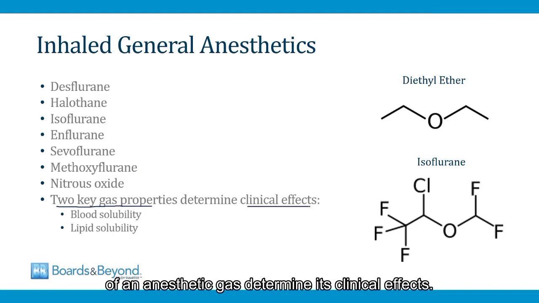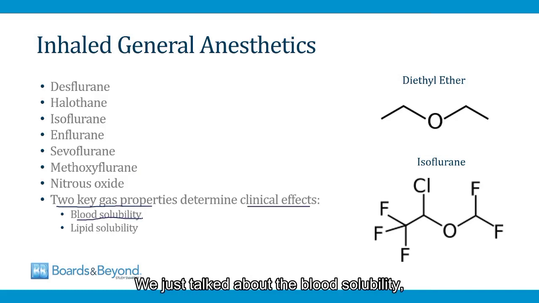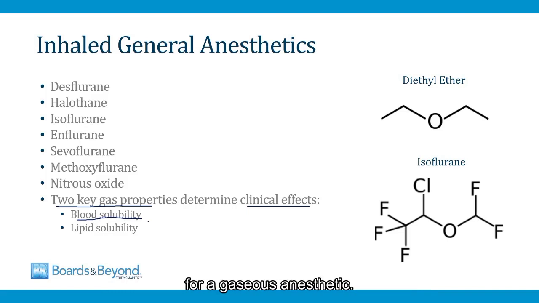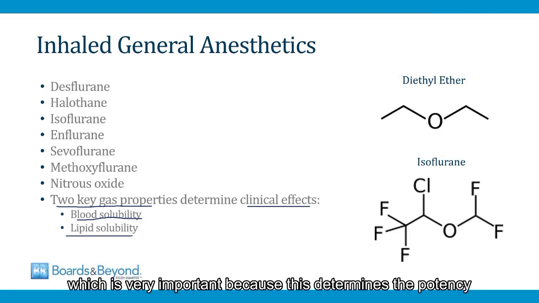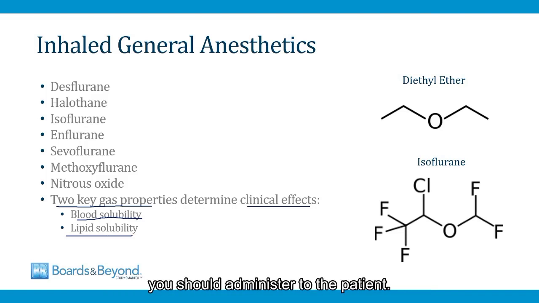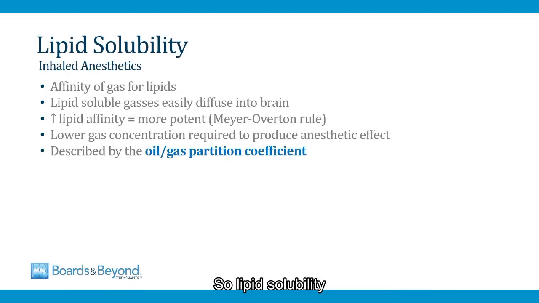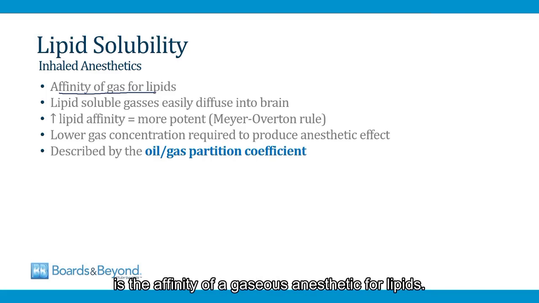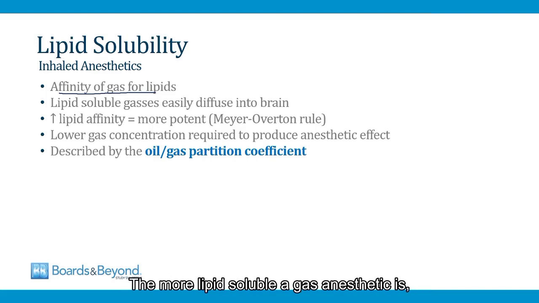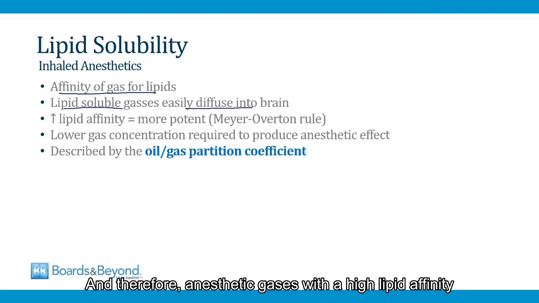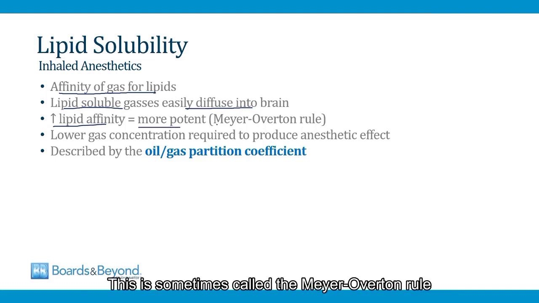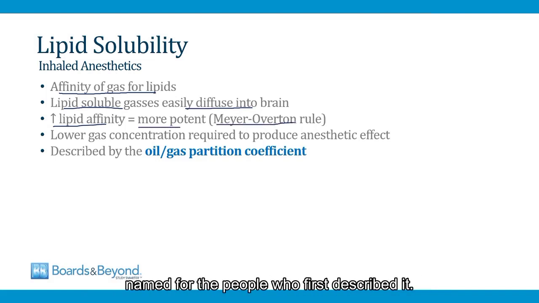So back to this slide where we talked about how two key properties of an anesthetic gas determine its clinical effects. We just talked about the blood solubility, which determines the onset and offset time for a gaseous anesthetic. Now we're going to talk about the lipid solubility, which is very important because this determines the potency, and that lets you know what concentration of gas you should administer to the patient. So lipid solubility is the affinity of a gaseous anesthetic for lipids. The more lipid soluble a gas anesthetic is, the more easily it will diffuse into the brain, and therefore anesthetic gases with a high lipid affinity are more potent. This is sometimes called the Meyer-Overton rule, named for the people who first described it.